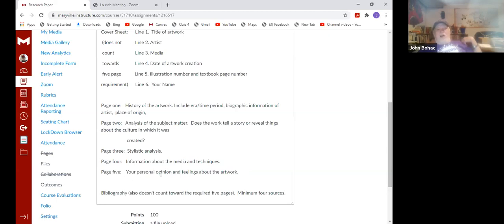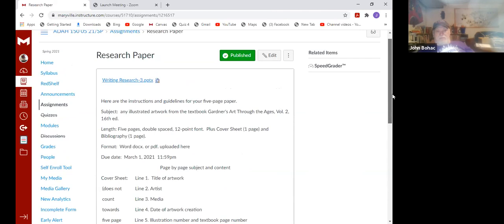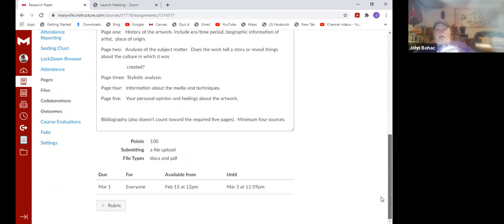And then page 5, your personal opinion and feelings about the artwork, which is why I gave you the quiz that I did, because that'll be pretty much at least part of what you'll be writing about on page 5. Bibliography and I got another PowerPoint about that too that I'll put up as soon as I get done talking.